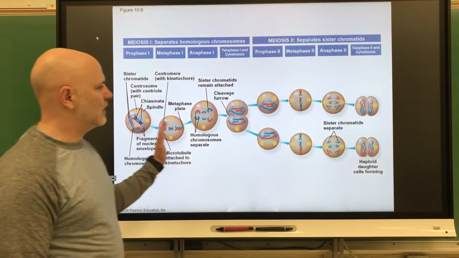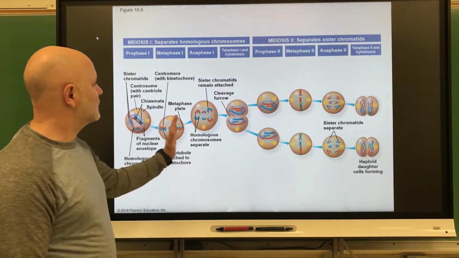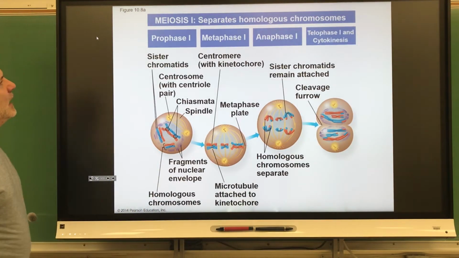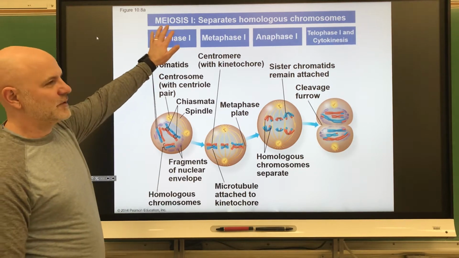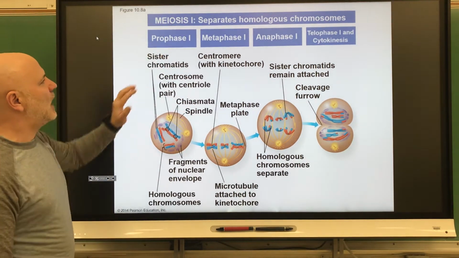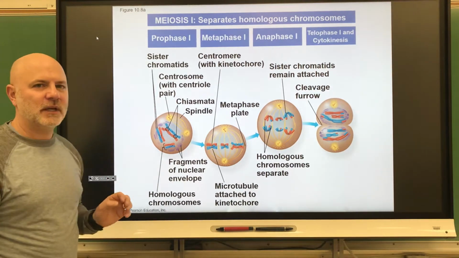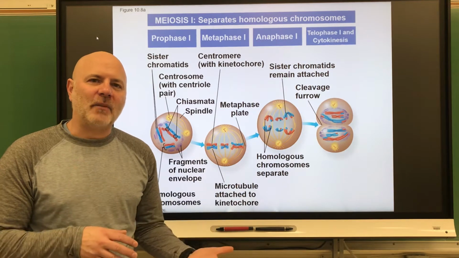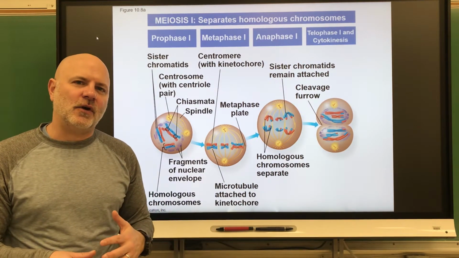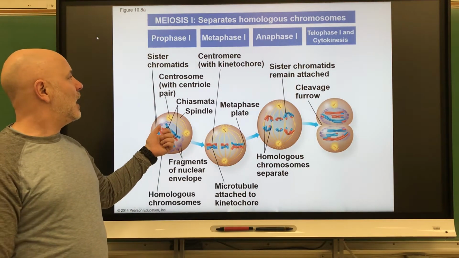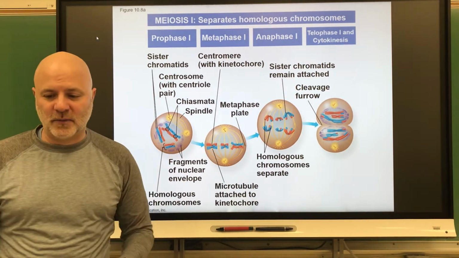And so this is showing the whole thing. So the first division, then the second division, all right? So in the first one, this is known as meiosis 1. And in meiosis 1, we're starting off with prophase 1. Now, what you can do is look back in mitosis, and everything that occurred in prophase of mitosis occurs in prophase 1 of meiosis 1 as well.